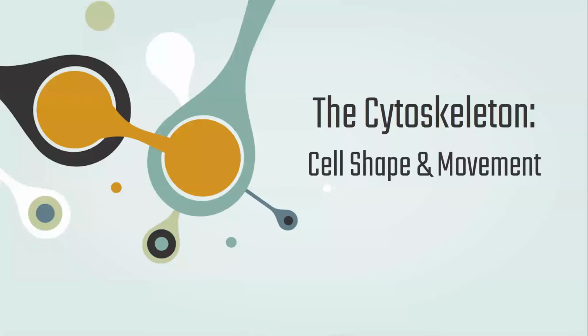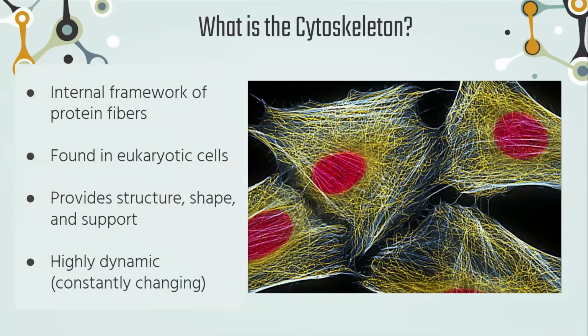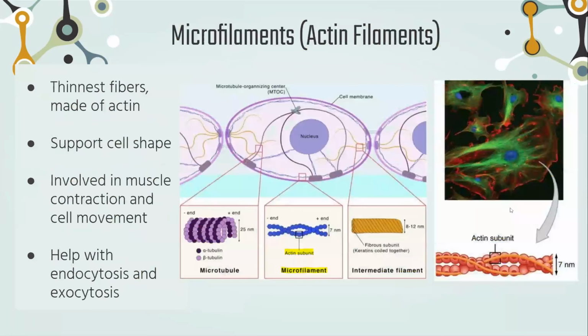Hi everyone, today we're going to talk about the cytoskeleton and how it is involved in cell shape and cell movement. So, what is a cytoskeleton? A cytoskeleton is an internal framework of protein fibers. They're normally found in eukaryotic cells and they provide structure, shape, and support for the cell. They're also highly dynamic, meaning they're constantly changing.